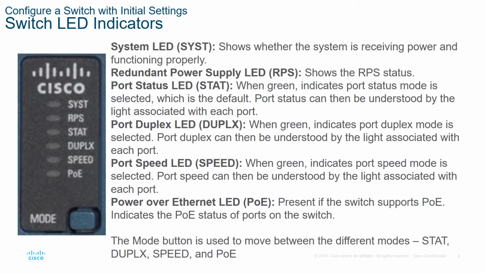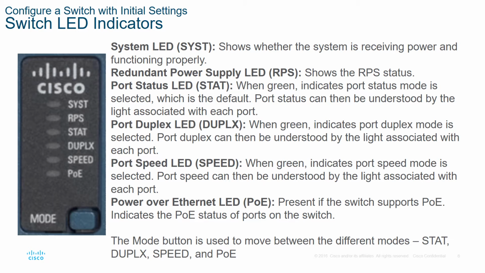In Cisco switches, the LED lights are used to monitor its activity and its performance. Different LED lights are used to represent different characteristics and statuses of the switch. There are six LED lights. Each LED light is represented with an acronym. The LED lights are system LED, redundant power supply LED, port status LED, port duplex LED, port speed LED, and power over Ethernet LED.